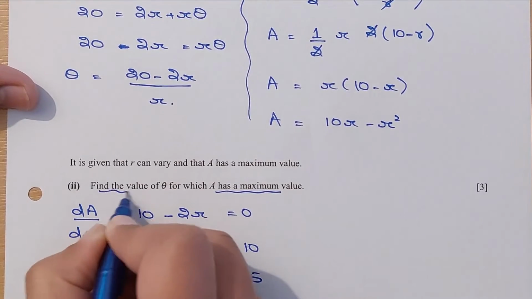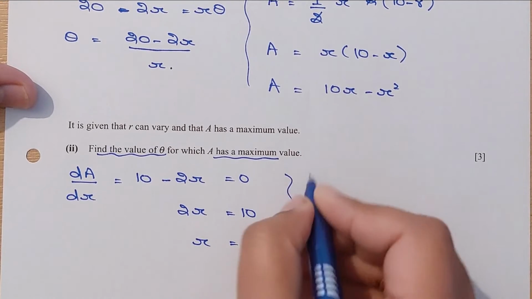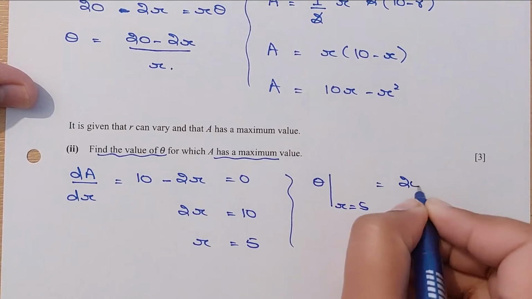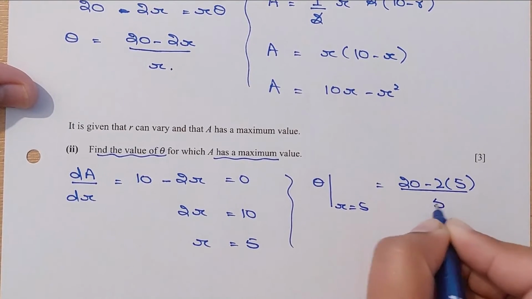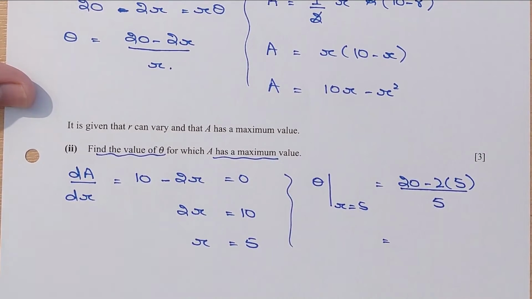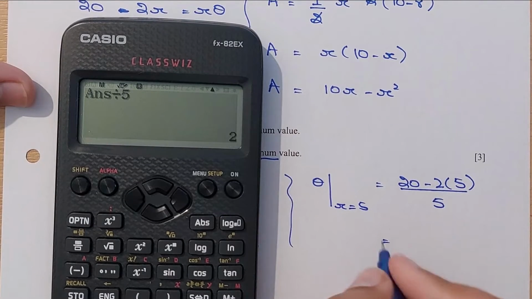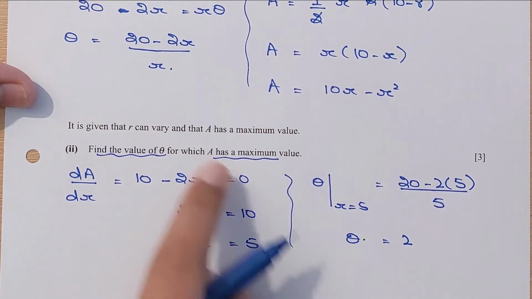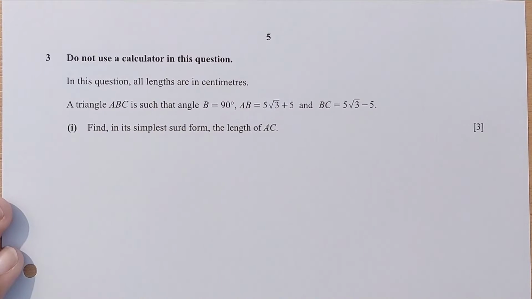And we have to find the value of theta. So when r is 5, what does theta equal? Put it over here. Theta at r equals 5 is equal to 20 minus 2 times 5, divided by 5. 2 times 5 is 10, 20 minus 10 divided by 5 is equal to 2. So the theta value is 2 at r equals 5. So A has a maximum value at r equals 5 and the value of theta is 2.